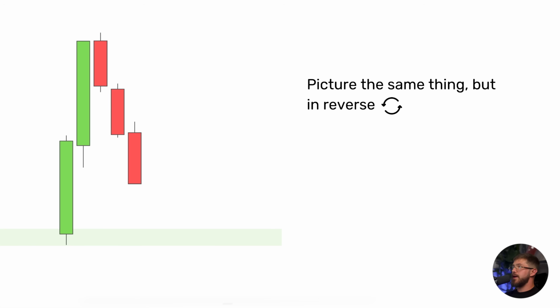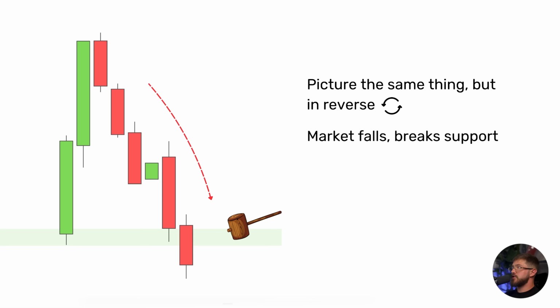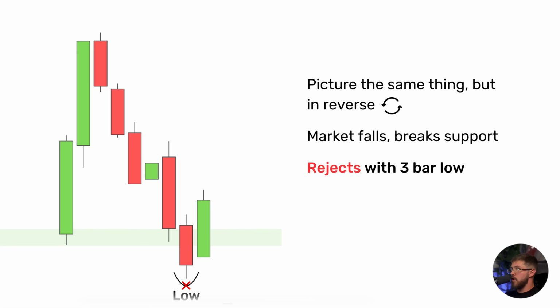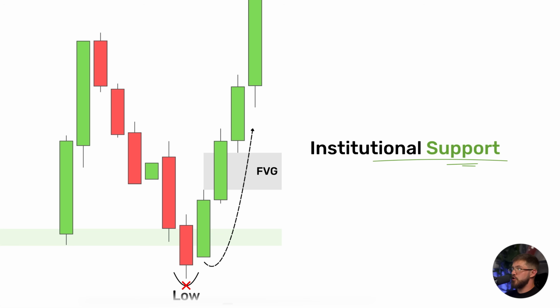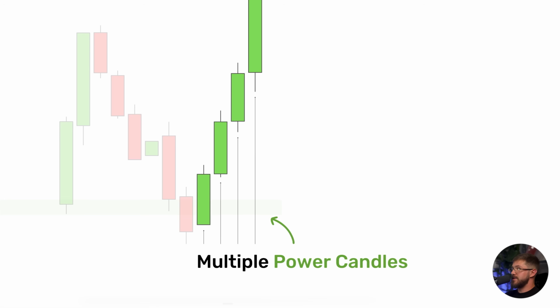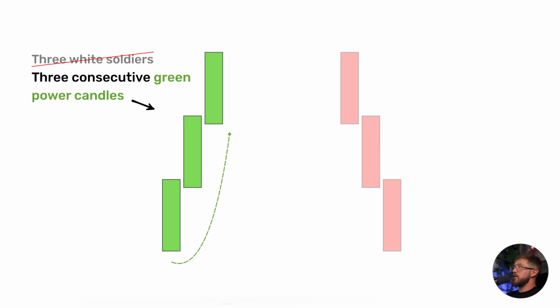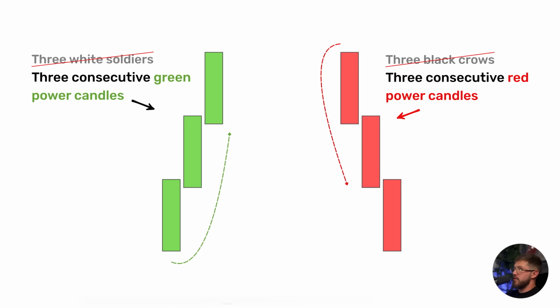Now picture the same thing happening at a major support level, but in reverse. The market falls, breaks the support temporarily, but then gets completely rejected with a 3-bar low. If that rejection creates a fair value gap to the upside, you're seeing institutional support with serious buying pressure. When you see multiple power candles form in the same direction, you're seeing a momentum story unfold. 3 white soldiers, meaning 3 consecutive green power candles, is just momentum building to the upside. 3 black crows, which is 3 consecutive red power candles, is just momentum building to the downside.